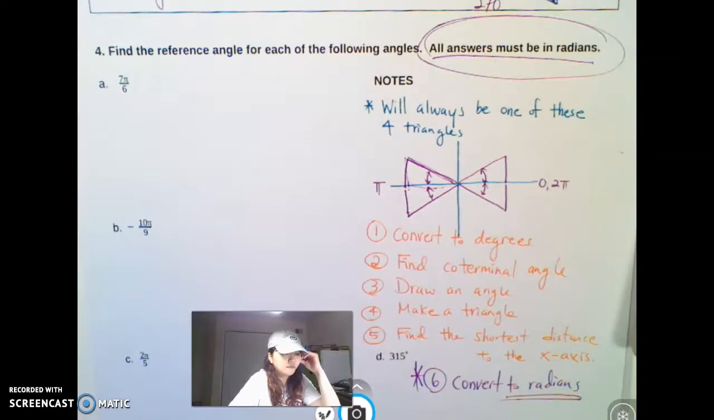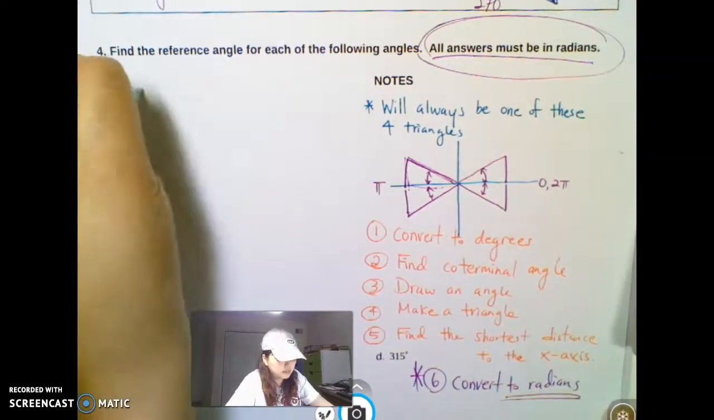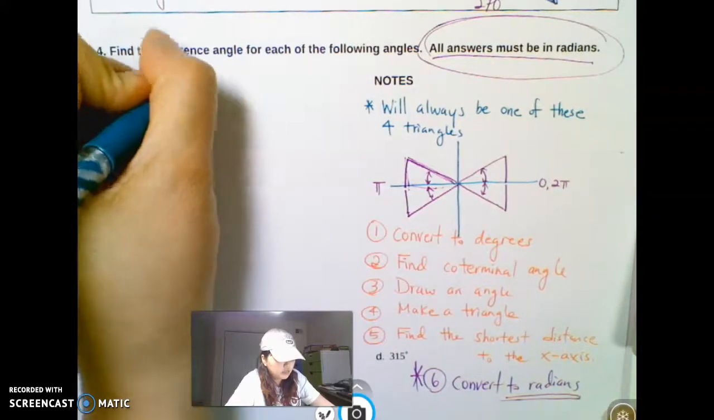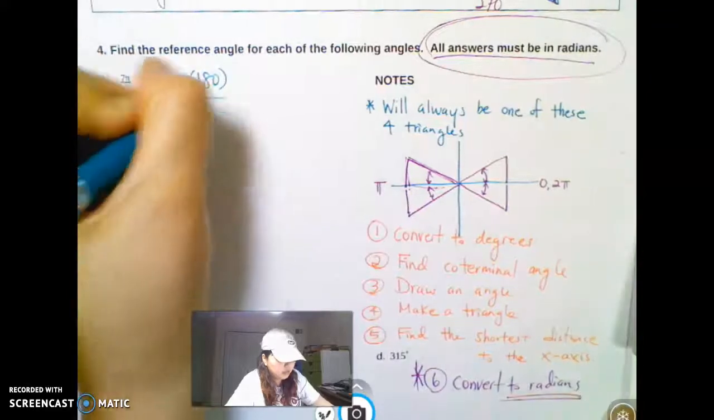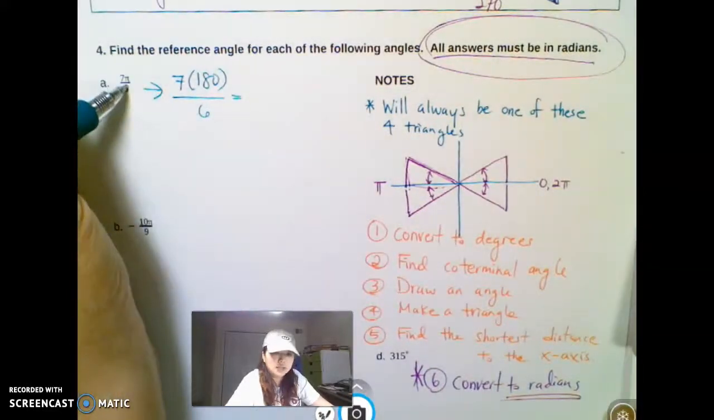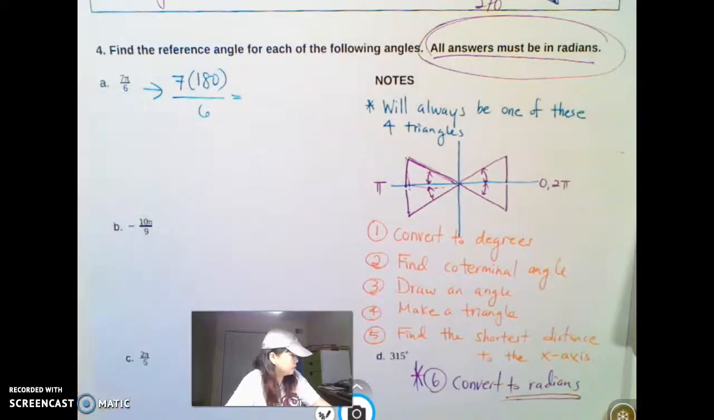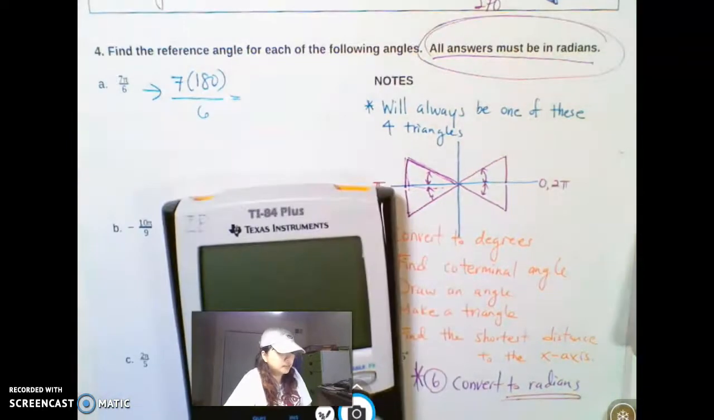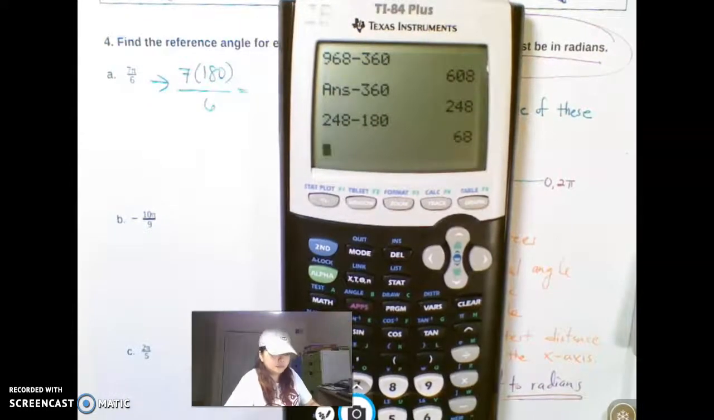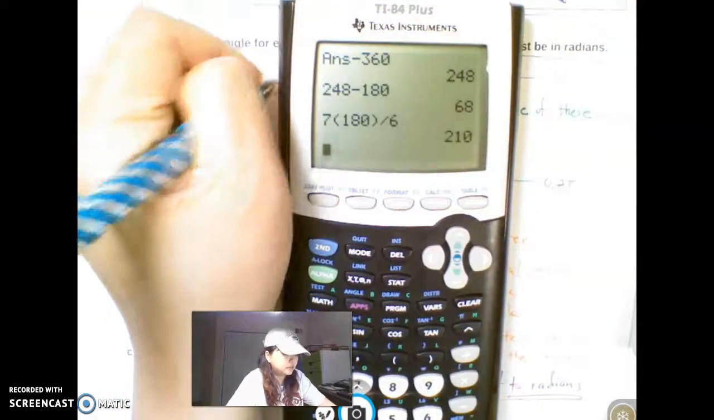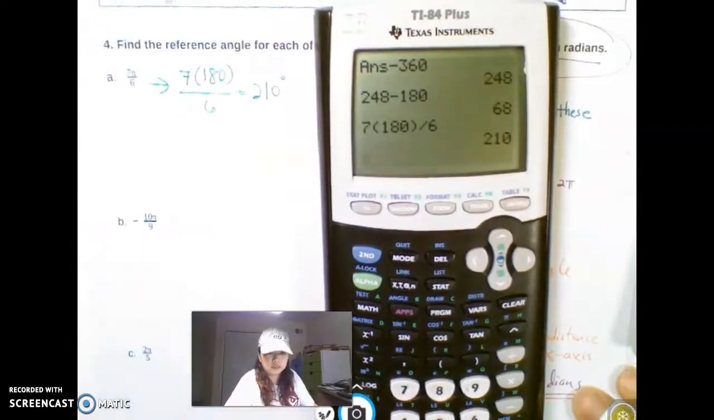Now, for A, I'm going to use a shortcut way. Remember the shortcut way to change to degrees? All you have to do is replace pi with 180. So now let's convert that, and we get 180 divided by 6 times 7, which is 210 degrees. That's what we're dealing with, 210 degrees.